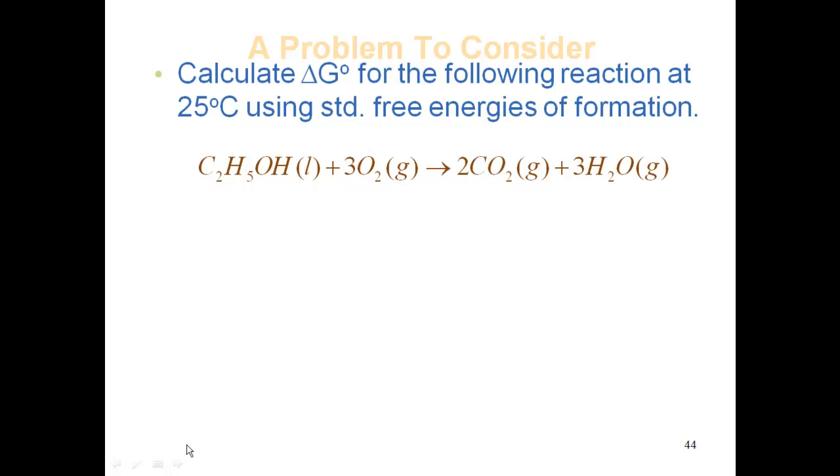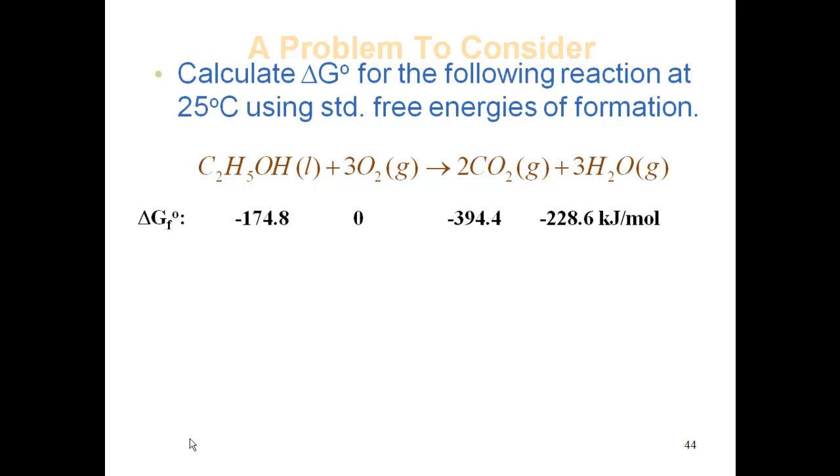Example: calculate delta G using the standard free energies of formation. We're talking about ethanol plus oxygen gives me carbon dioxide and water. So I'll go look in the tables for delta GFs. I find it for ethanol, CO2, and water gas, but I don't find it for oxygen gas. Why? Because it's a relative scale, so it's a 0 value.